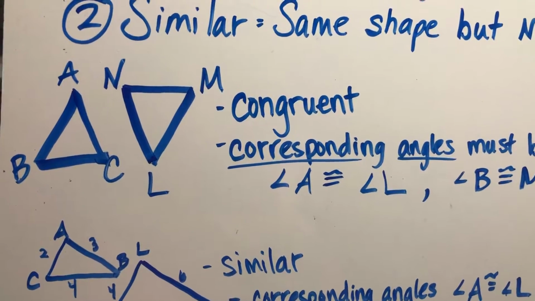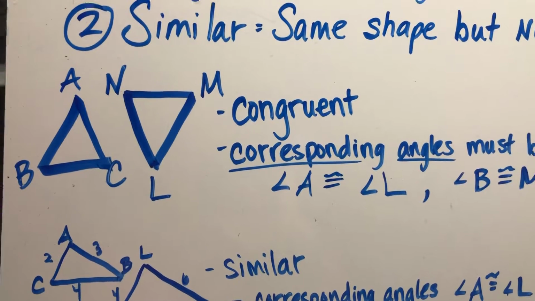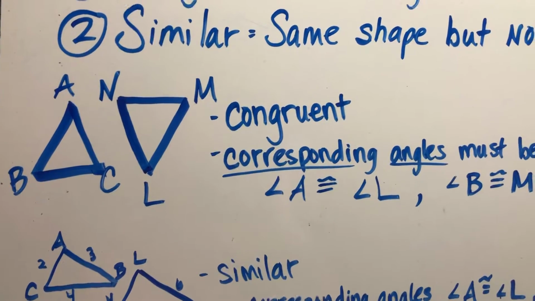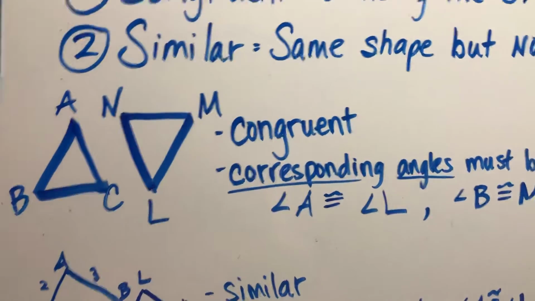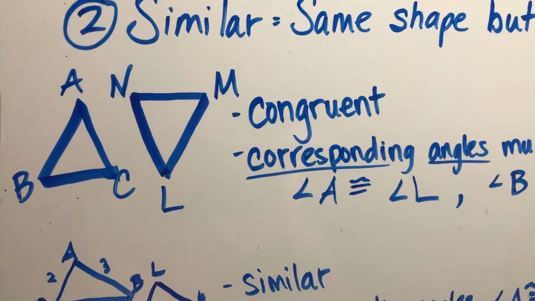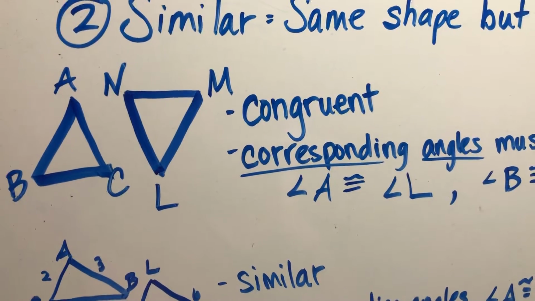Now, I didn't measure these, but these are going to be the exact same size and shape triangles. So they're congruent figures. Congruent. They're the exact same size. Both are triangles. I just flipped one around, okay?